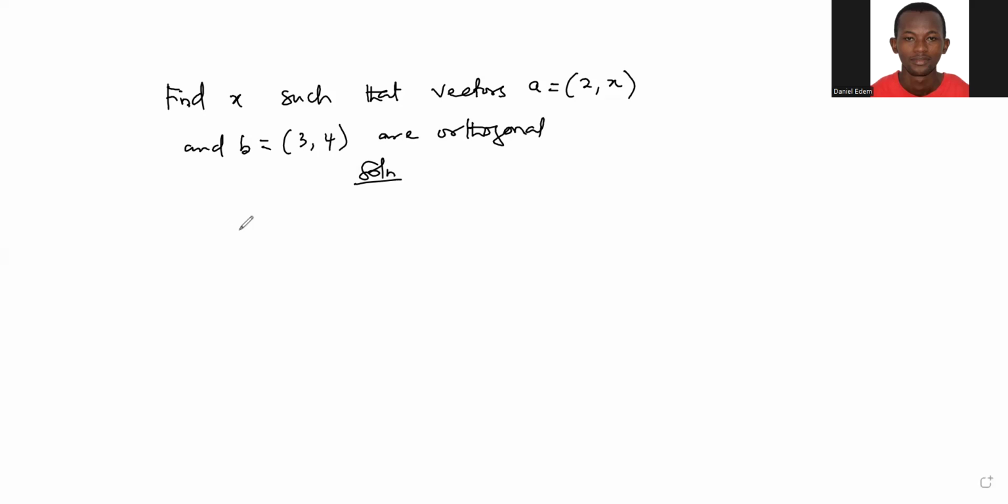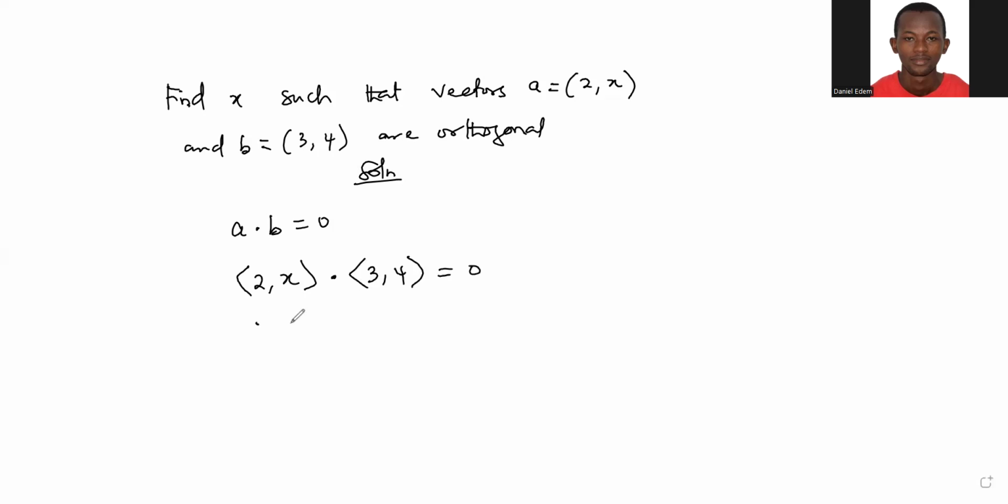So when you mention orthogonal, it means that the dot product is 0. And if the dot product is 0, it means that our A, which is (2, x), and our B, which is (3, 4), should be equal to 0.